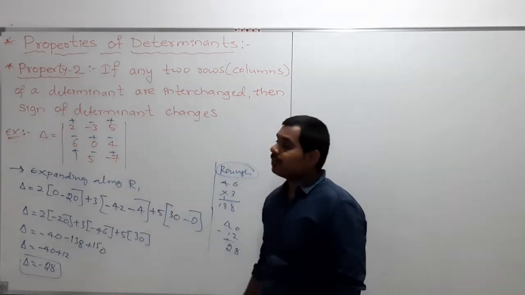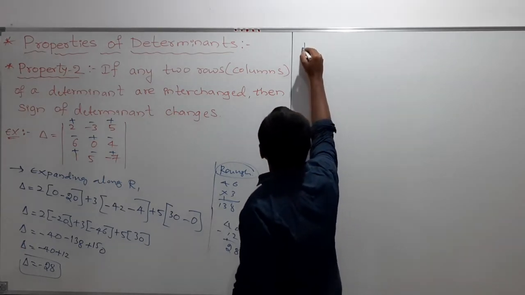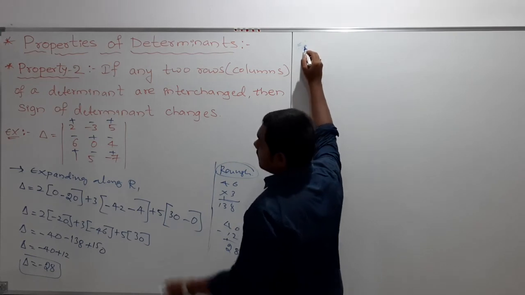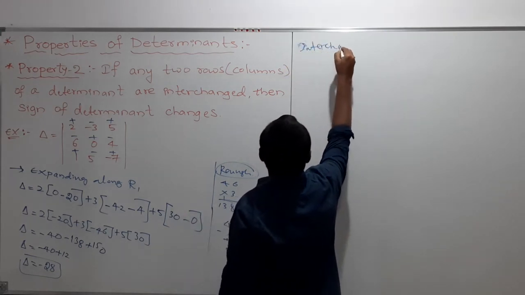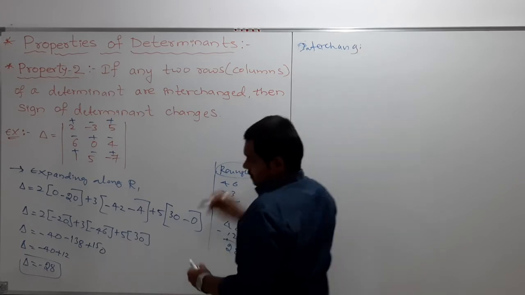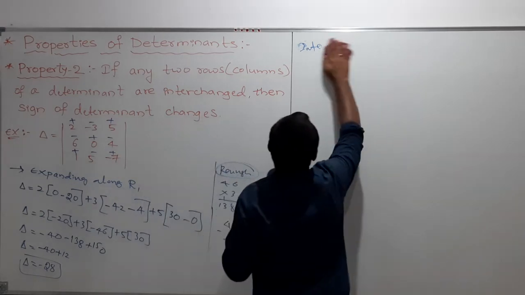I calculated the determinant value. Let us take another one, delta 1. So now I am taking delta 1. That delta 1 is obtained by interchanging row 2 and row 3.